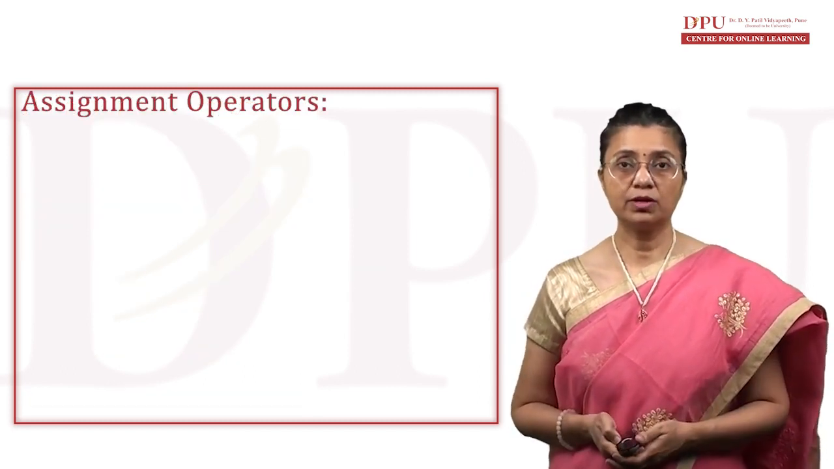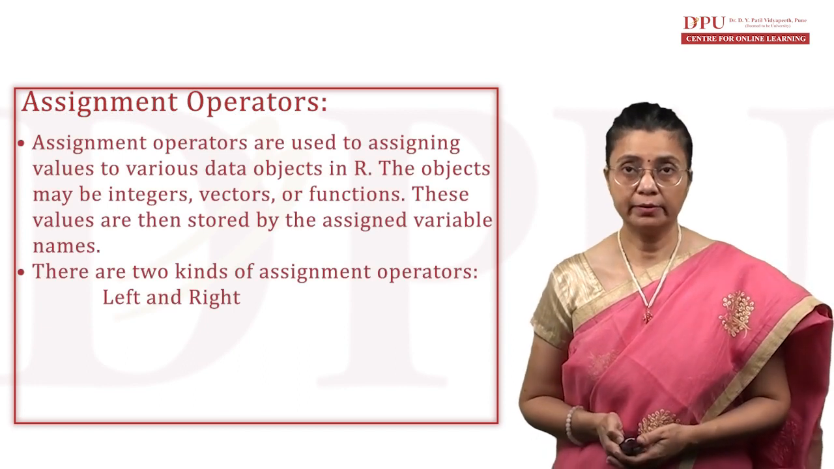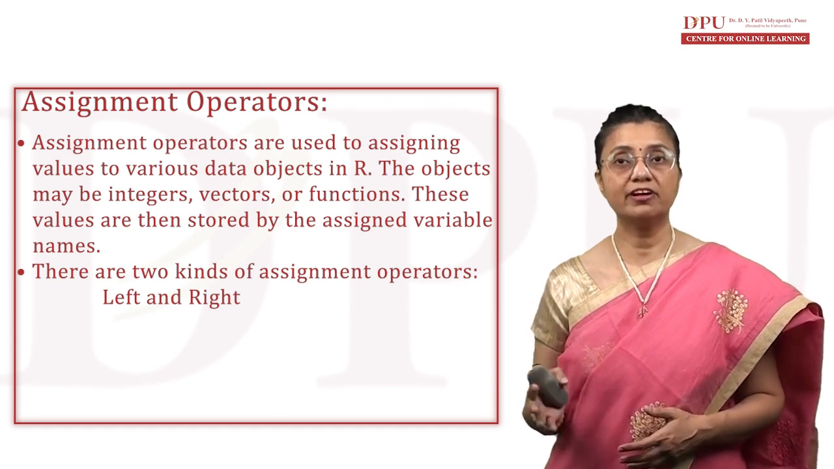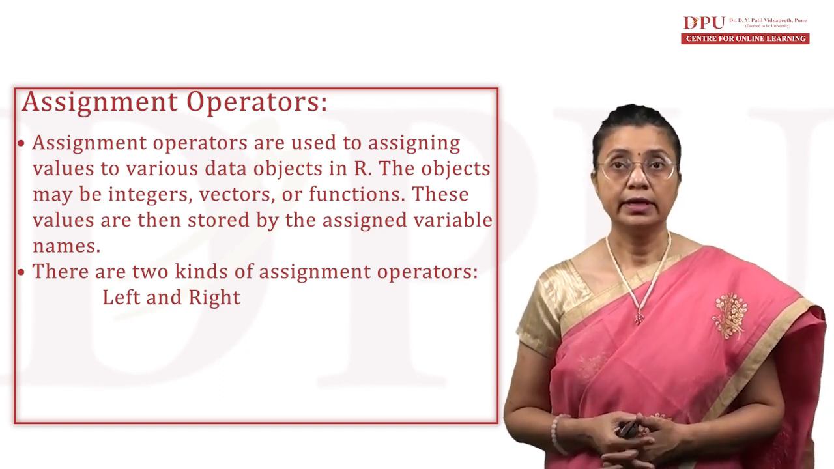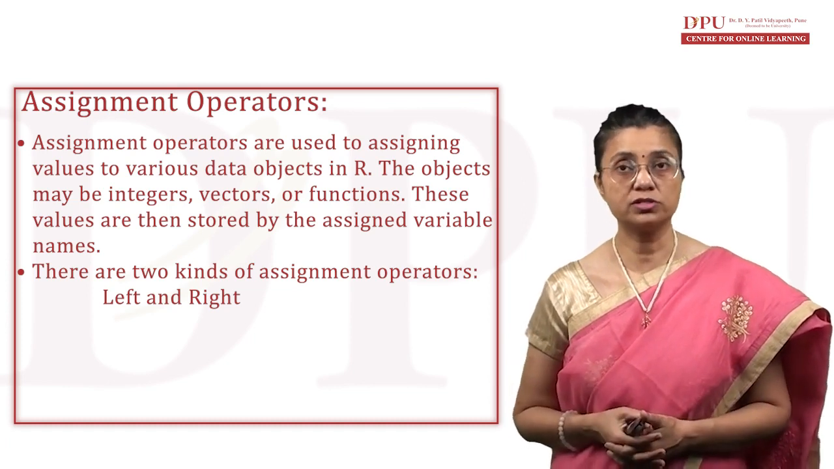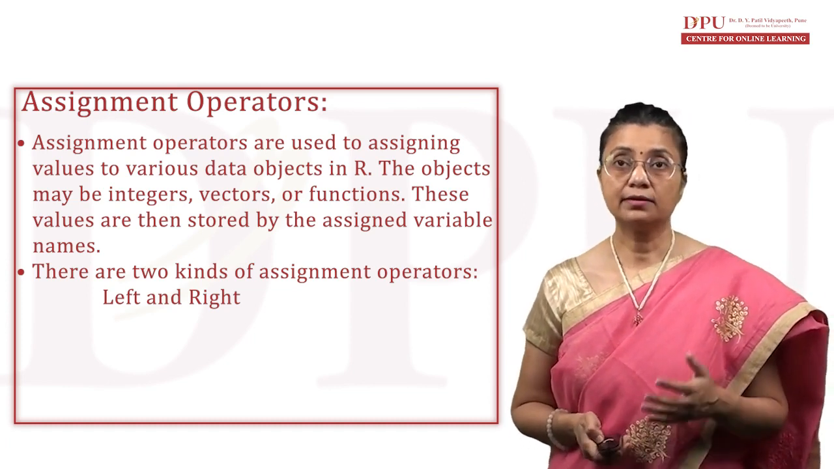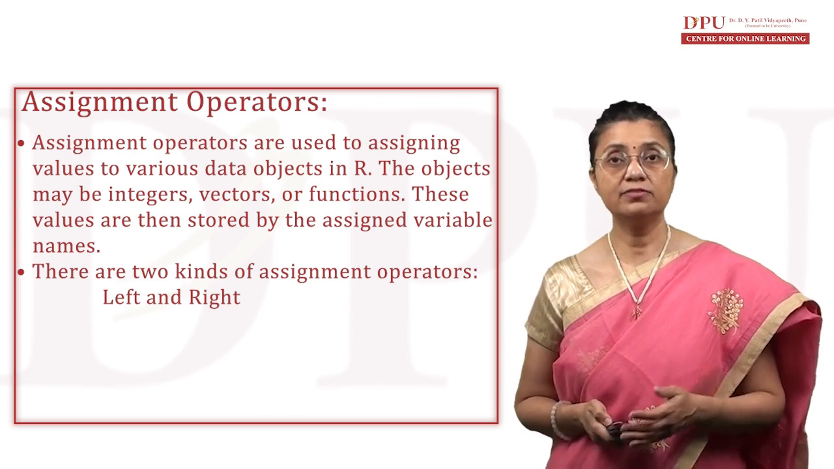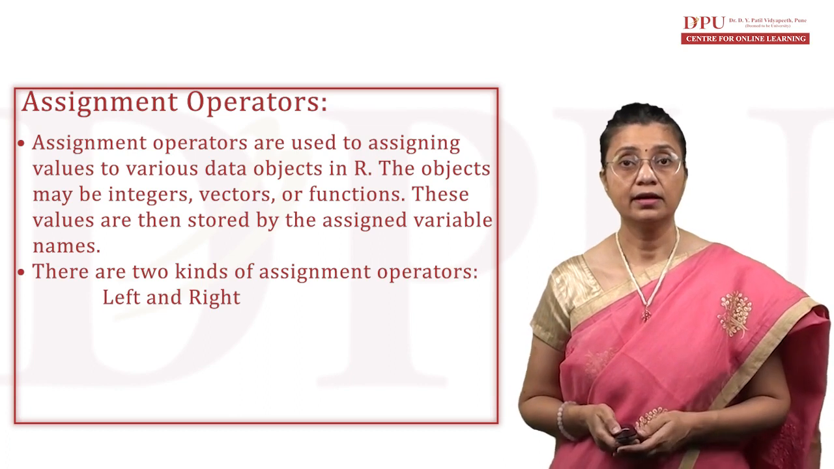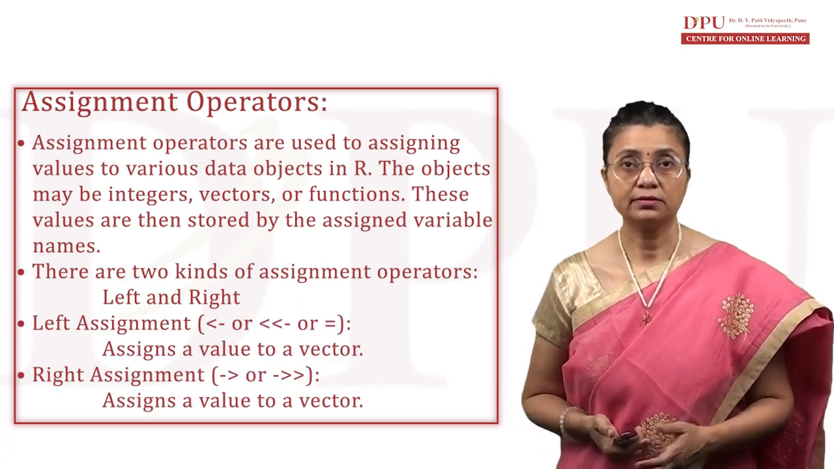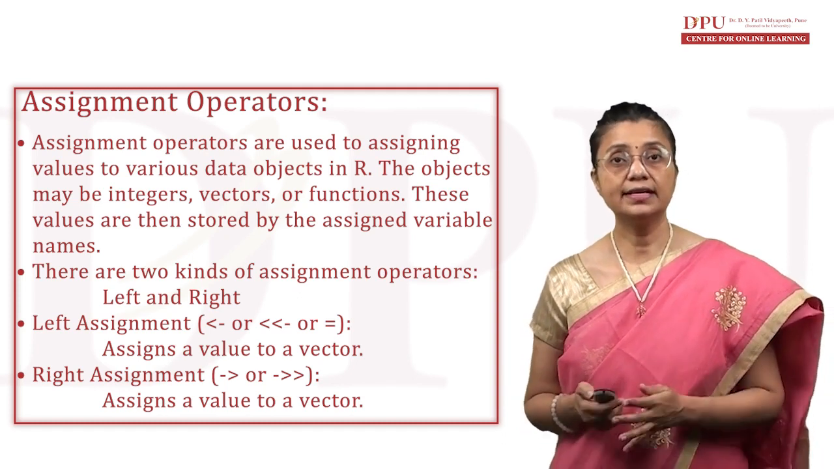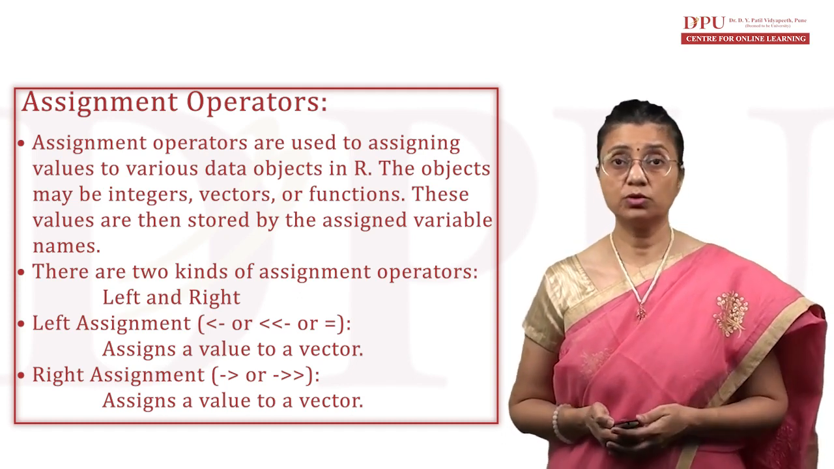Next we have the assignment operator. Let's see what an assignment operator is. The assignment operator, as we all know, is used to assign a value to a variable in R. The objects can be integers, vectors or functions. These values are then stored by the assigned variable names. So there are two kinds of assignment operators, left and right. You can see over here there is a left assignment which assigns a value to a vector, and there is a right assignment which again assigns a value to a vector.